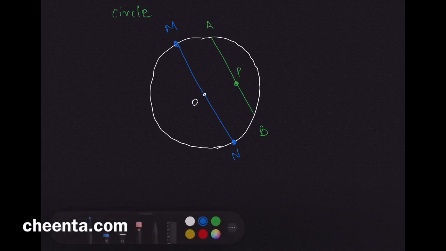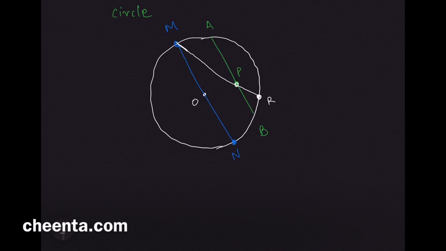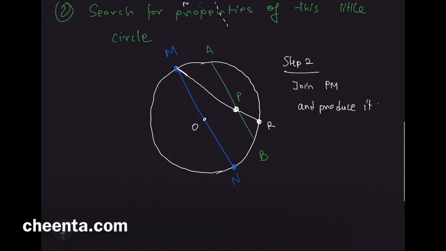Well, the next step would be to join PM and produce it to meet the circle at R. Step 2, join PM and produce it. Excellent. So that's understandable. Can you pause the video now and try it on your own?